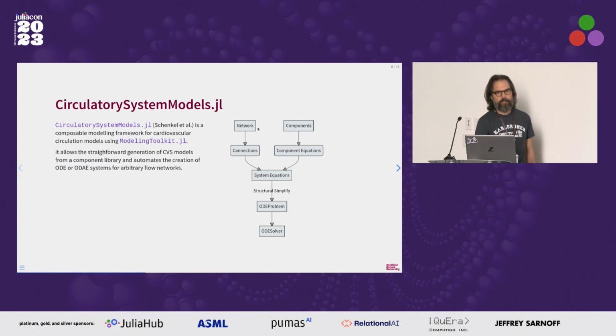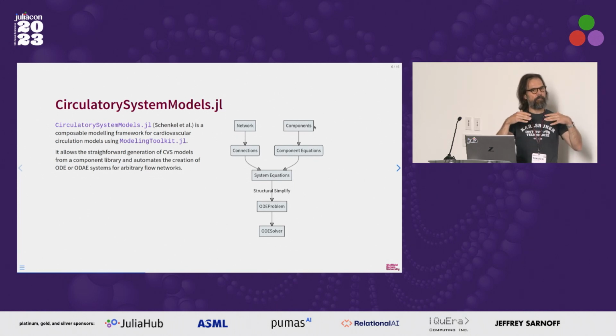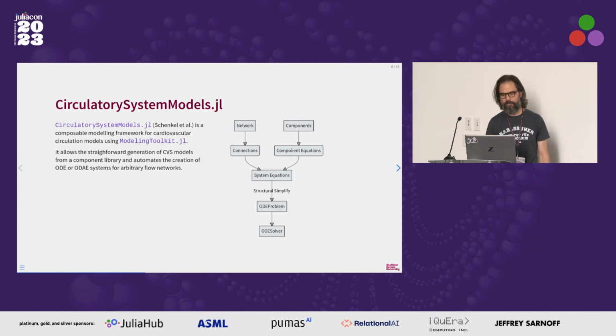So if you build your network, or draw it on a piece of paper, then you have your connection points. That's the first step of the definition, so you know which connections you need. And then you have your component definitions. The components have their own equations in them, so you need to define the components and the component equations.